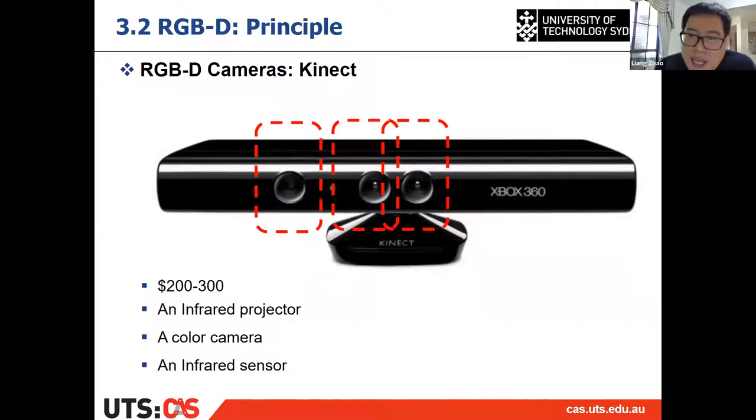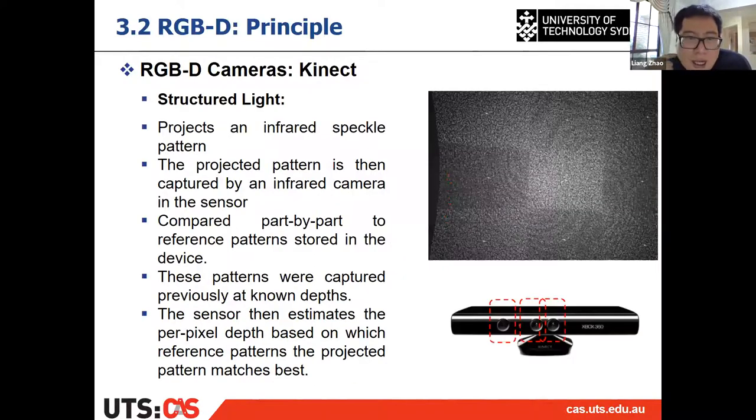Those three sensors together can provide you both the RGB image and the depth image. The principle is a bit simple, but I don't want to explain it in very detailed. The principle is structured light, but now there are some depth sensors using time of flight as well, which is quite stable and more accurate, but normally it is structured light.